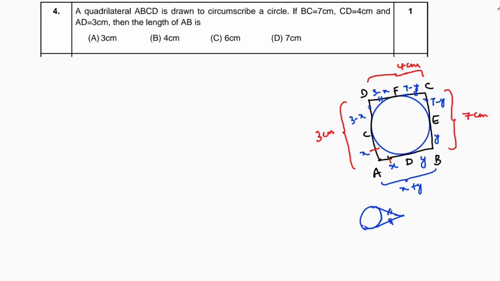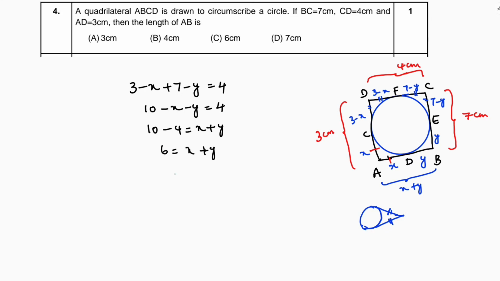Now if you observe carefully this part, 3 minus X plus 7 minus Y is 4. So 3 minus X plus 7 minus Y equals 4. Now 3 plus 7 is 10, so 10 minus X minus Y equals 4. If you transpose X and Y, 10 minus 4 equals X plus Y. So 10 minus 4 is 6. Clearly, X plus Y is 6 centimeters. So AB is 6 centimeters. So the correct option is C.